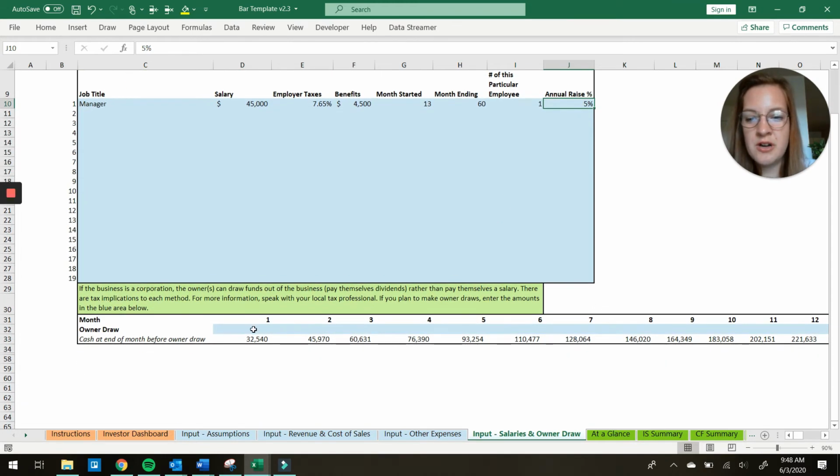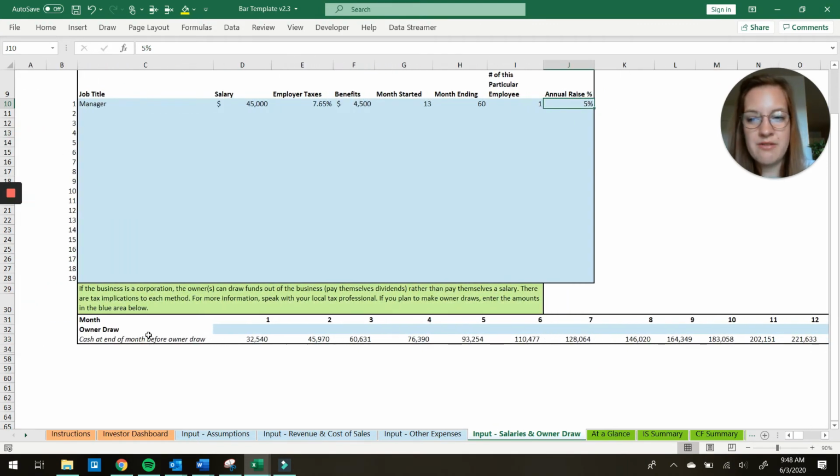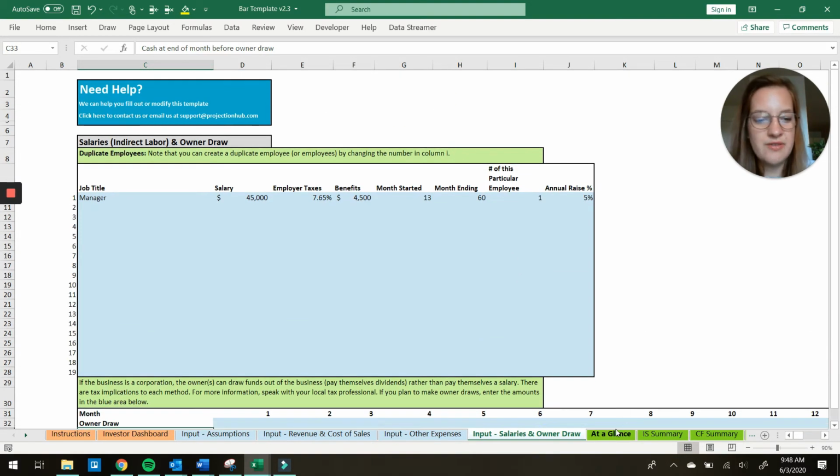As far as the owner draw or dividends, if you plan to be paying out dividends or making owner draws, you can enter those in the appropriate month here. And we also provide a reference line for cash at the end of the month before owner draw. That way you know how much cash you have on hand available for dividends or an owner draw. So that's all the input tabs. Let's jump into the output tabs.